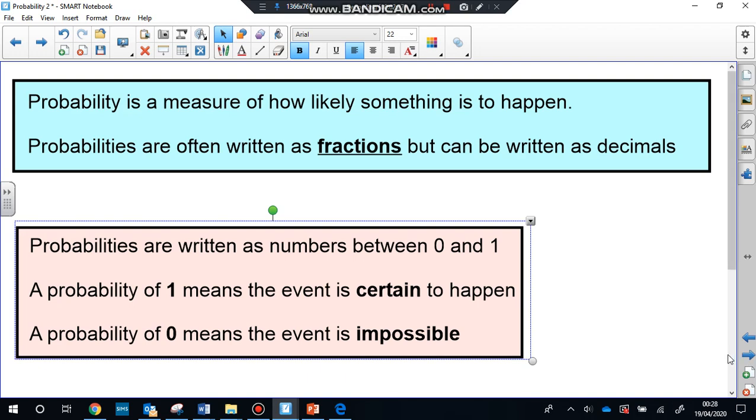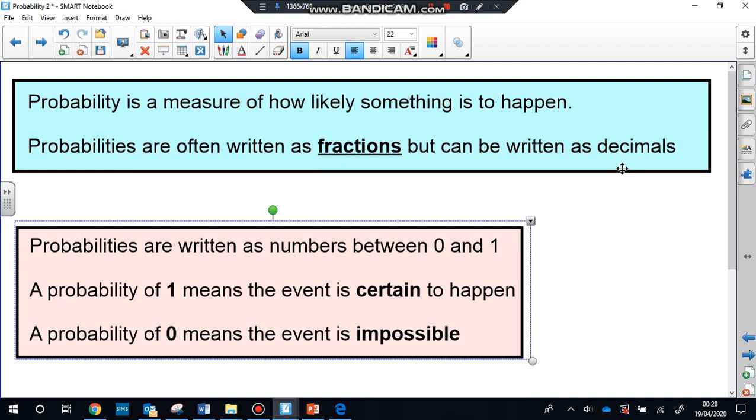So, probabilities. A probability is a measure of how likely something is to happen. Chances is another word that we often use for probability. Now, for our GCSE exams, probabilities are written as fractions or decimals. So a lot of the time we will write probabilities as fractions, but they can also be written as decimals.